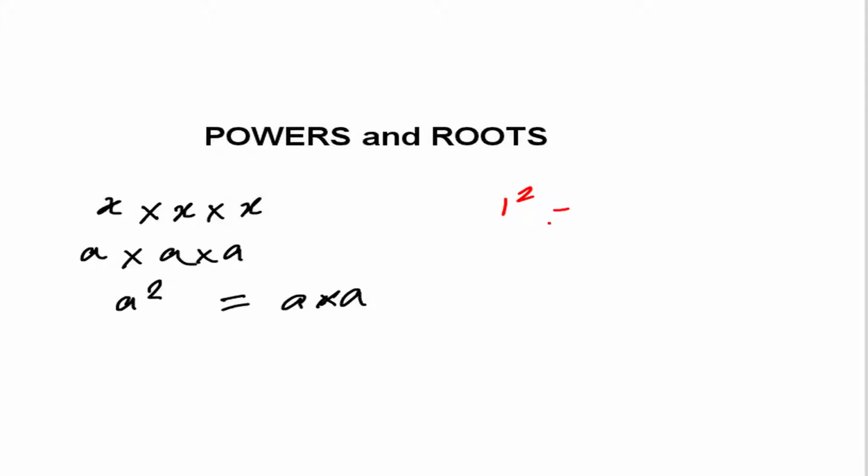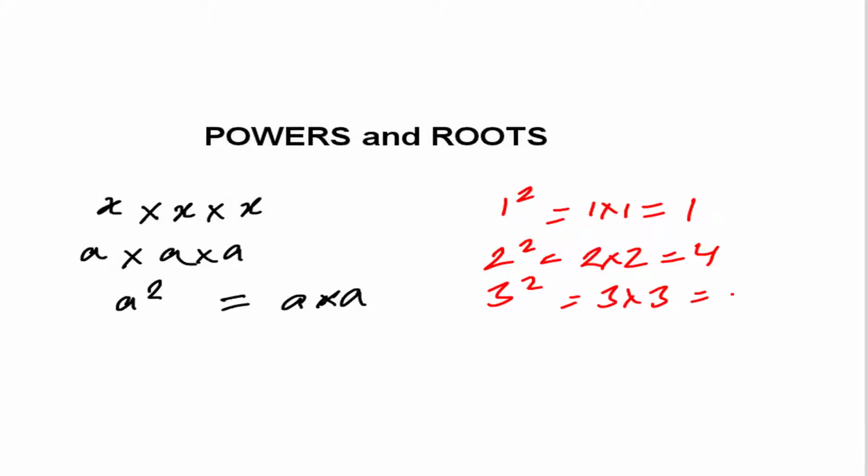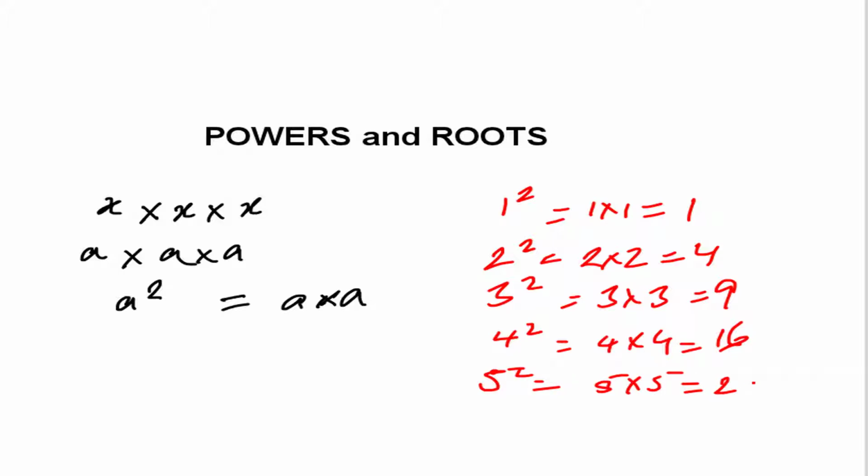1 squared, that equals what? 1 times 1, that equals 1. 2 squared is 2 times 2, which is 4. 3 squared, 3 times 3, 9. Then you go 4 squared, that equals 4 times 4, which is 16. 5 squared, 5 times 5, that equals 25. And I'm sure you guys get the gist.